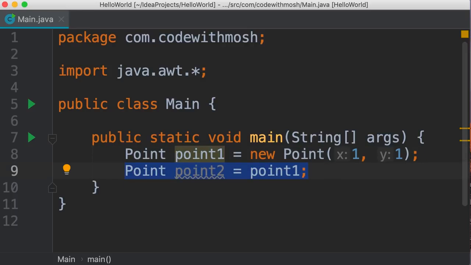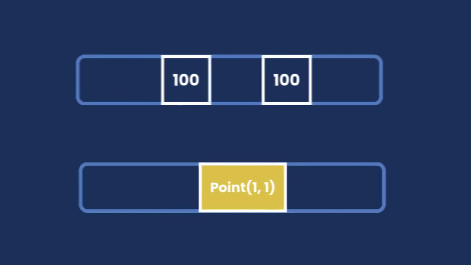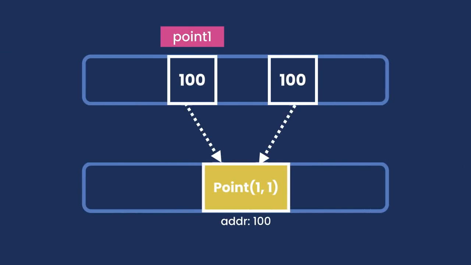Now look at line 9. Here we're copying the value that we have in this variable into this other variable. So that value, as you learned, is not the Point object, it's the address or the reference to the Point object in memory. That is why we refer to these types as reference types, because they don't store the actual values, they store a reference to an object somewhere in the memory. So in this example, point1 and point2 are referencing the exact same Point object in memory.